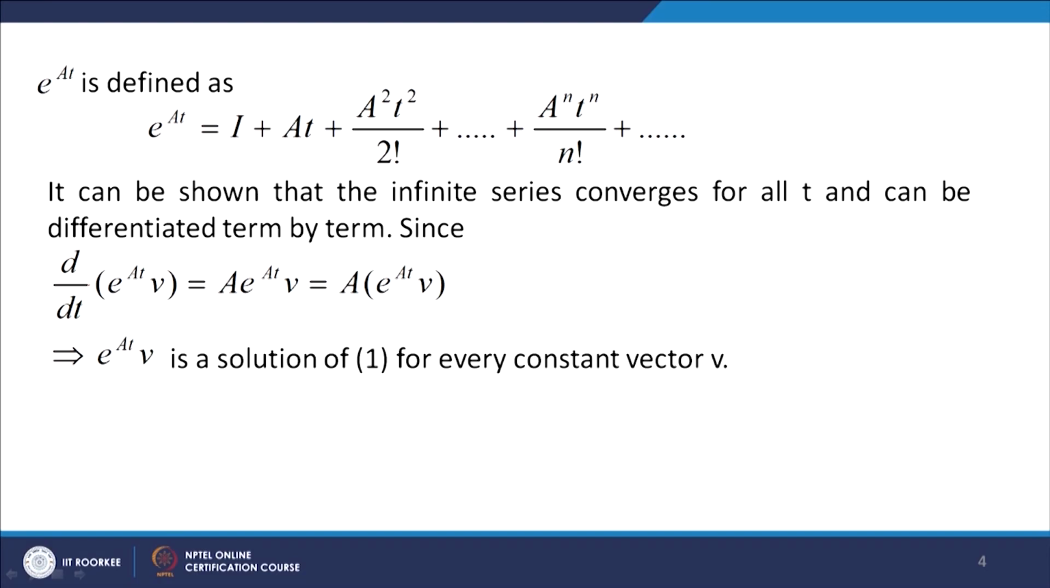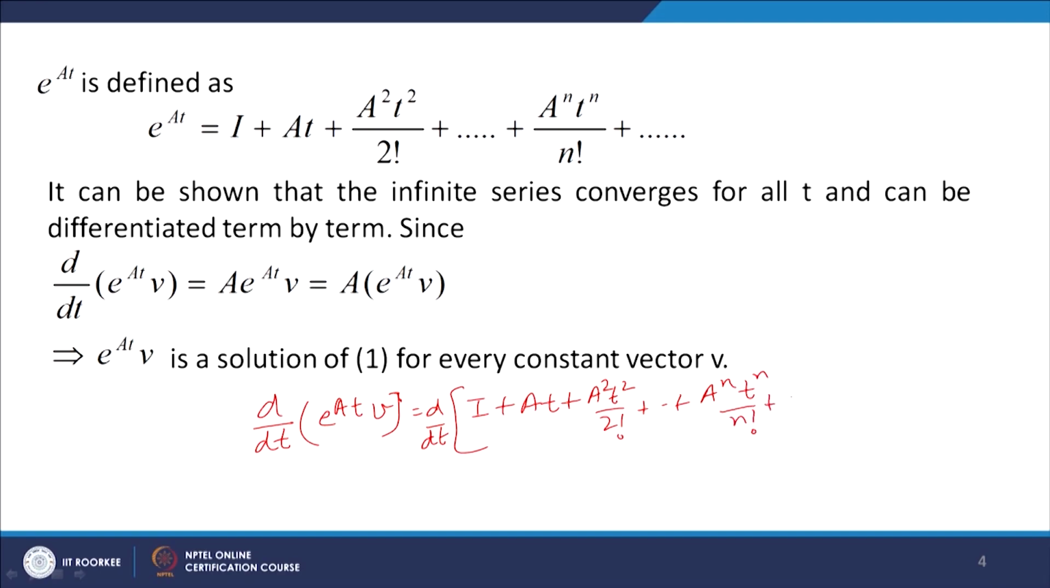Now, if you find d over dt of e to the power At into b, what do you get? You see, d over dt of e to the power At into b is equal to d over dt of I plus At plus A squared t squared by 2 factorial and so on, A to the power n, t to the power n by n factorial and so on, into b, where b is a constant vector.